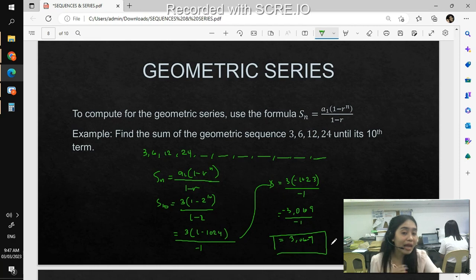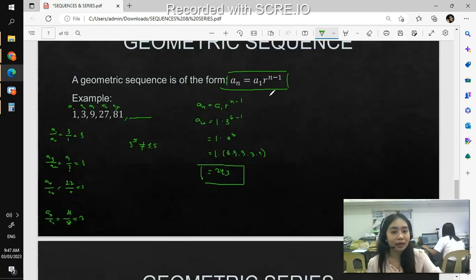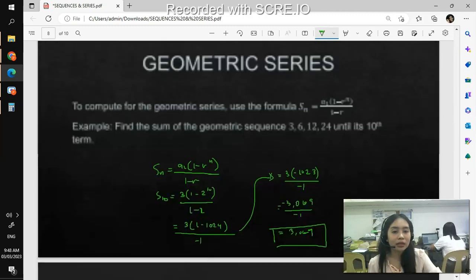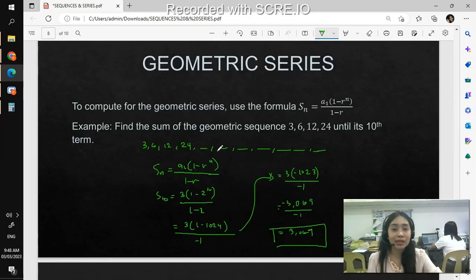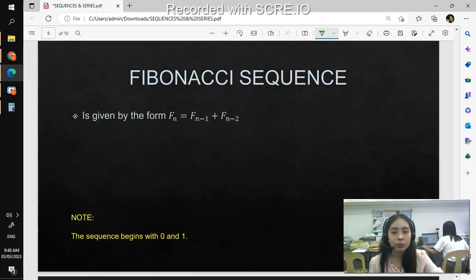Now, if you want to check if the answer is correct, you use the previous formula in here to get the fifth term, sixth term, seventh term, eighth term, ninth term, and the 10th term. And then you add them manually. But still, you will come up with the same answer. Just so happen that the formula will help you solve it in a much faster way, in a much better way. Okay, next we'll move on to the Fibonacci sequence.